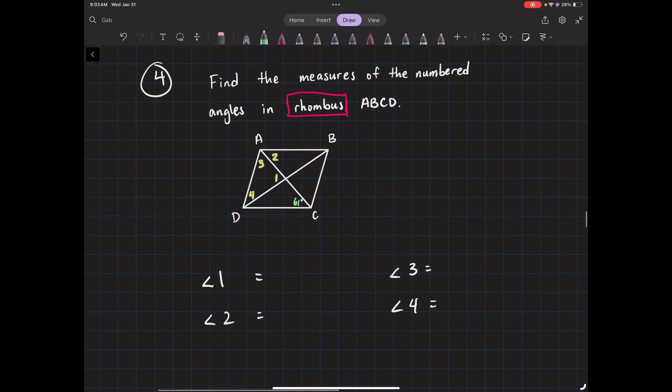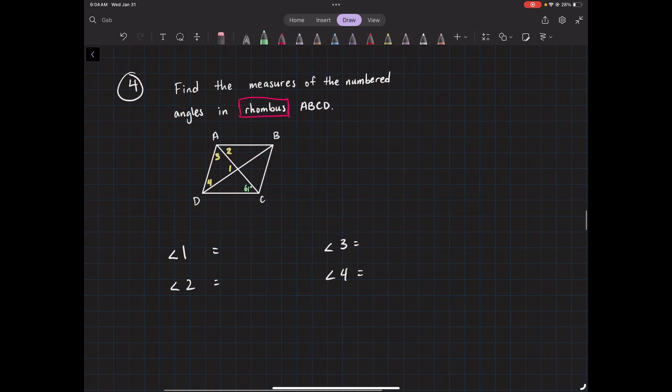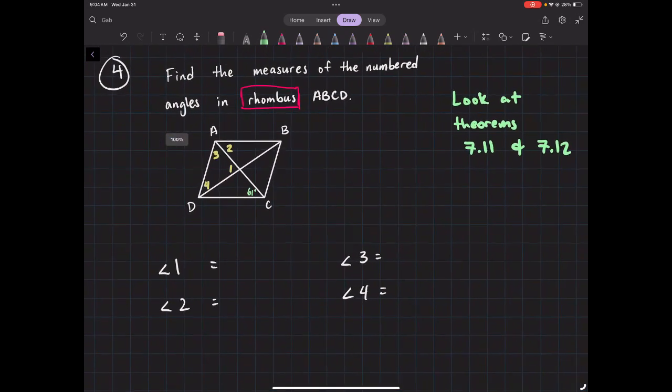All right, so there's going to be some problems like this in your homework. We just got to find the measures of all the angles in this rhombus. Okay, there should be a theorem for you guys. I'll point to the theorem. So look at theorems 711 and 712. Okay, they'll help you out here.